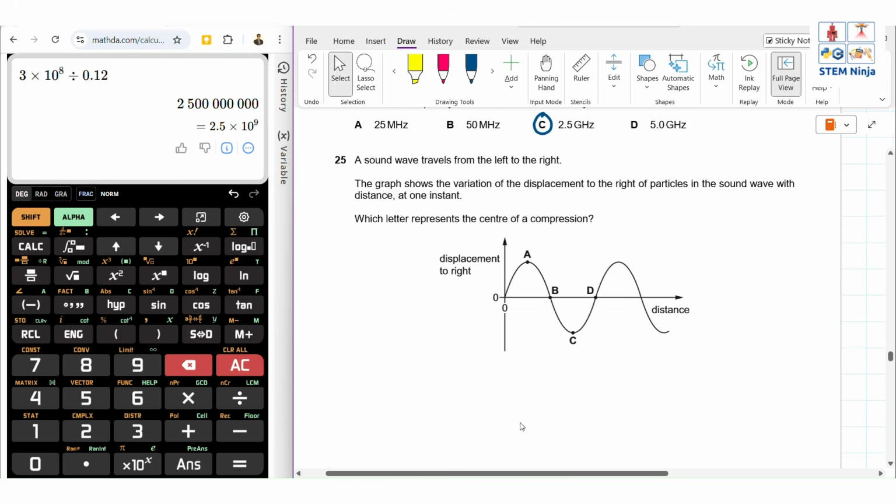A sound wave travels from left to right. The graph shows the variation of the displacement to the right of the particles in the sound wave with the distance at one instant. Which letter represents the center of a compression? The center of a compression would be where there is zero displacement happening. Center of a compression. So displacement, this would be B.